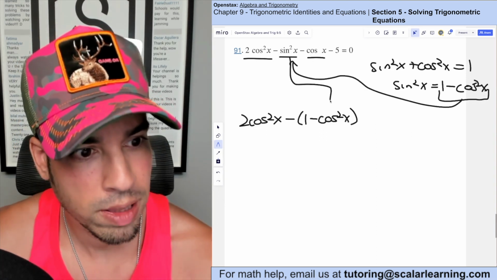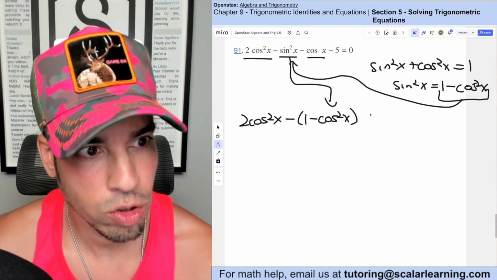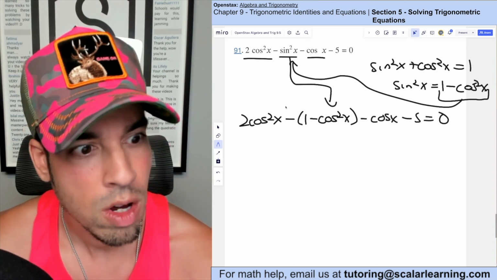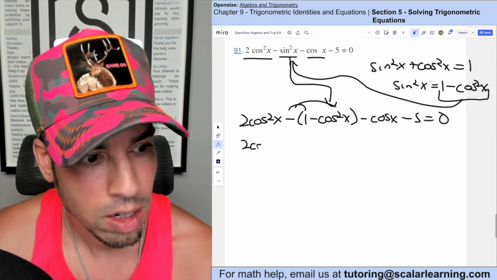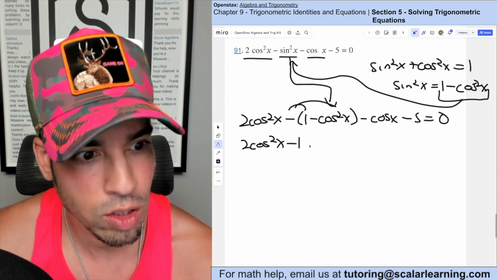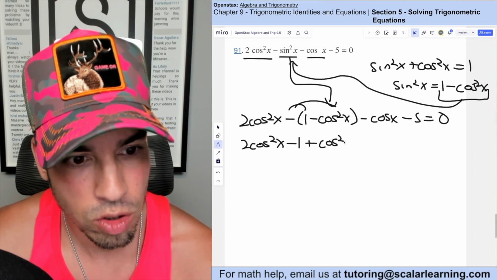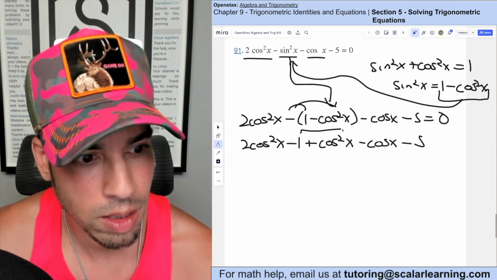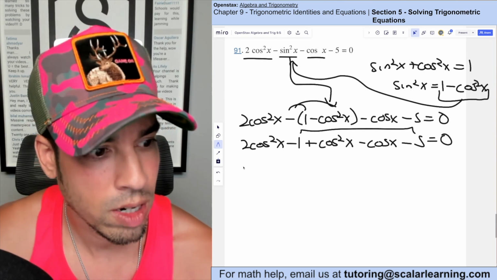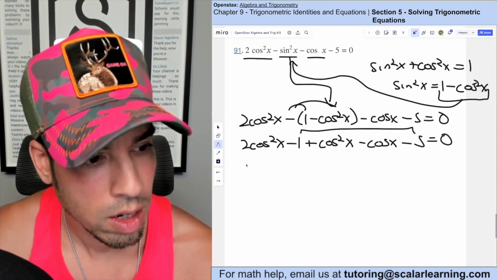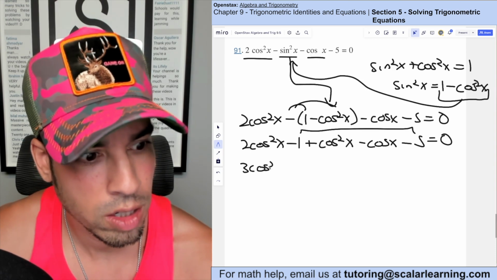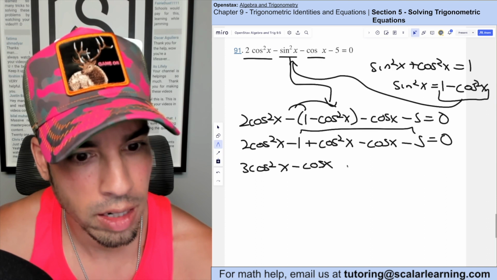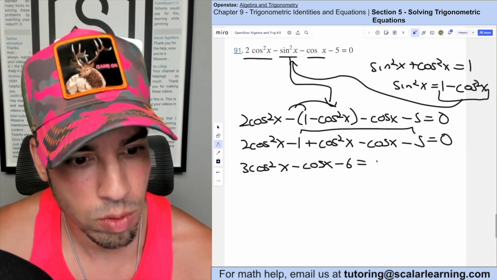So here I replaced sine squared with 1 minus cosine squared x, and then I just got my minus cosine x minus 5 equal to 0. Now I'm going to distribute the negative, and then I got 2 cosine squared x minus 1 plus cosine squared x minus cosine of x minus 5. Now I'll combine like terms here, and then we've got 3 cosine squared x, and then minus cosine x, and then minus 6 equal to 0.